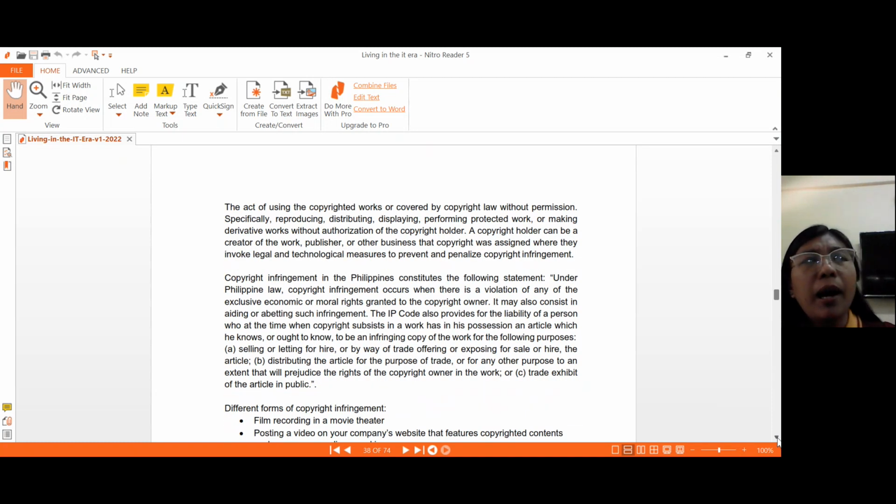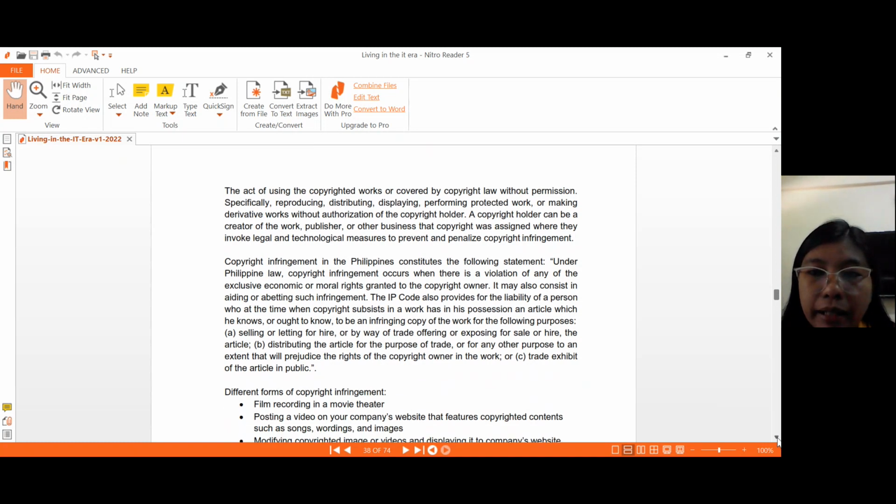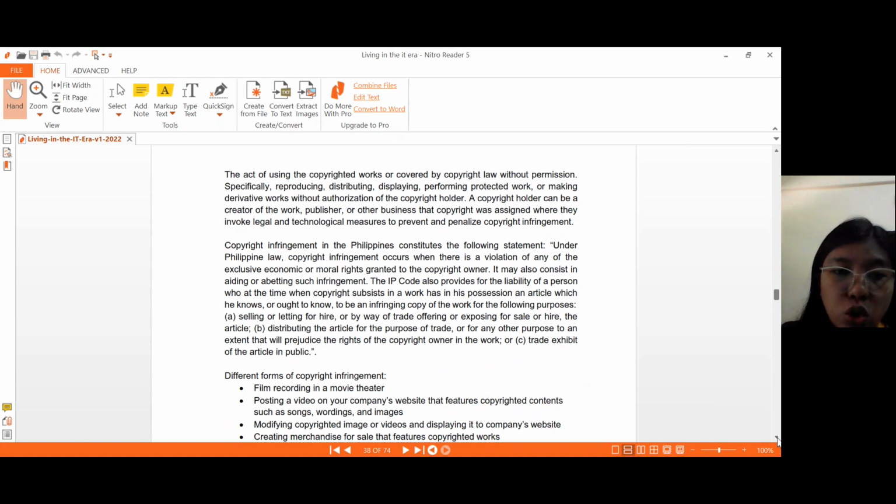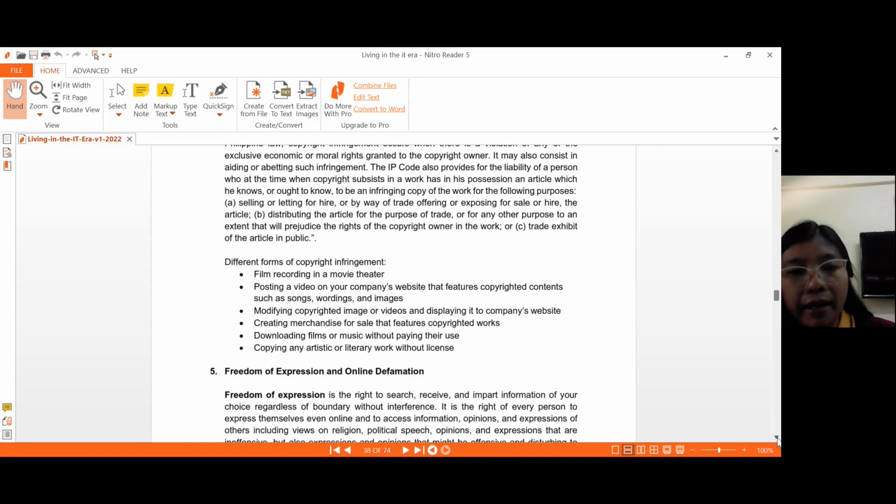Okay? So, for example, nakaimbento ka ng isang produkto, dahil ikaw ang nakaimbento, ikaw lang ang may karapatan na magbenta ng ganun sa market. So you have to register it, you have to apply for a patent, para ipangalan sa'yo yung produkto na naimbento mo, para ikaw lang mismo yung makabenta ng ganun sa market. So kapag kailangan nilang either communicate with you, hindi basta-basta na magagaya yung produkto mo kasi nga nakapangalan na sa'yo. Ikaw lang ang may karapatan na kumita out of that invention. Okay? So there are different forms of copyright infringement.